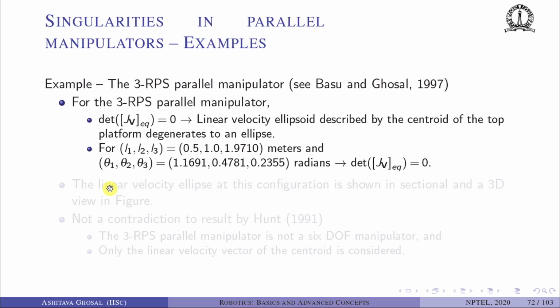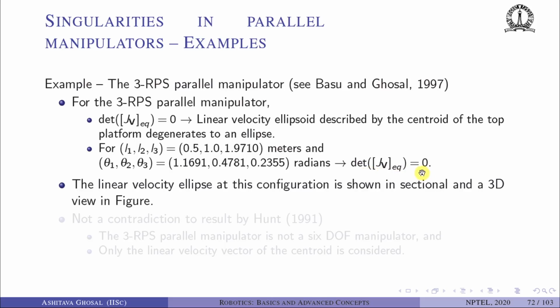1.9710 meters, you can solve the direct kinematics for this 3 RPS parallel manipulator and find that theta 1, theta 2, theta 3 are given by these values: 1.169, 0.478, 2.355 radians. And for this combination of actuated and passive joint variables, determinant of JV equivalent is 0. Okay, so the linear velocity at this configuration is shown in the sectional and 3D view next.